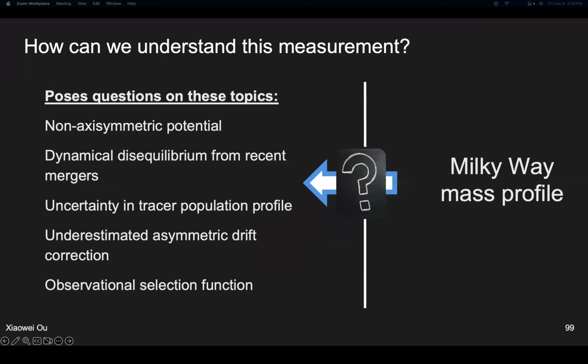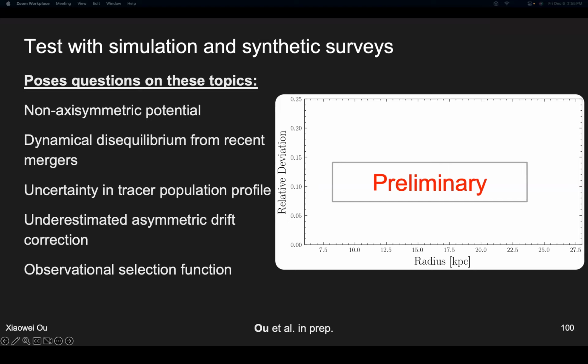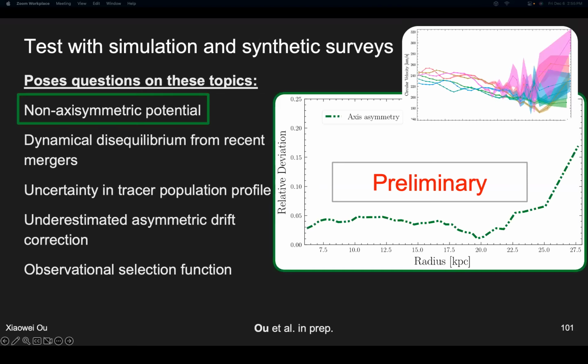Taking this, we can go back to the question that we had earlier and start actually quantifying the contribution of all these systematics on our measurements of the rotation curve. So instead of going from measurements to the underlying mass profile, now we know in simulation what the mass profile is. We can go backwards and start adding all these caveats, and quantify how much uncertainty they introduce. Here are some preliminary results, looking at how these different factors play into our measurement of the rotation curve, first with the non-axisymmetric potential.